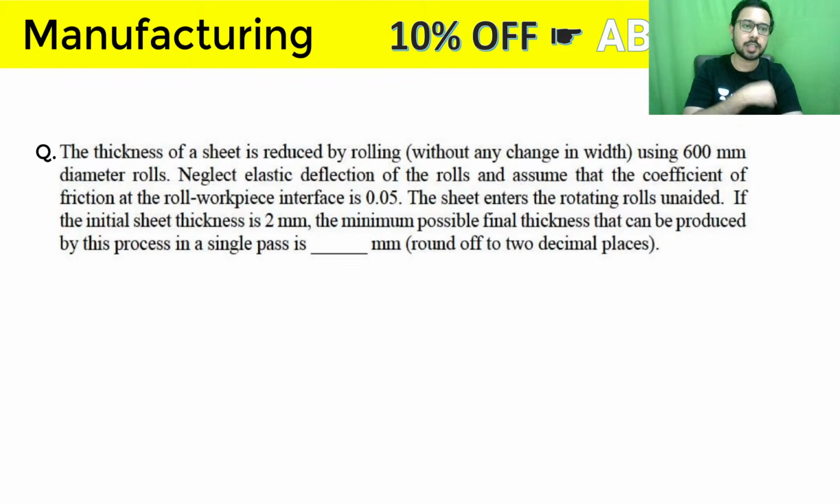So in this question it is asked that the thickness of a sheet is reduced by rolling without any change in width using a 600 diameter roll. So first of all, this question is a rolling question, and in rolling what we do is metal forming, or we change the shape of a metal piece by plastic deformation. So here also the cross section of the metal piece, the thickness of the metal piece, is changed by rolling, which is a metal forming process. So we are doing plastic deformation, and it is assumed that there is no change in width in this rolling operation, and we are using 600 diameter rolls.